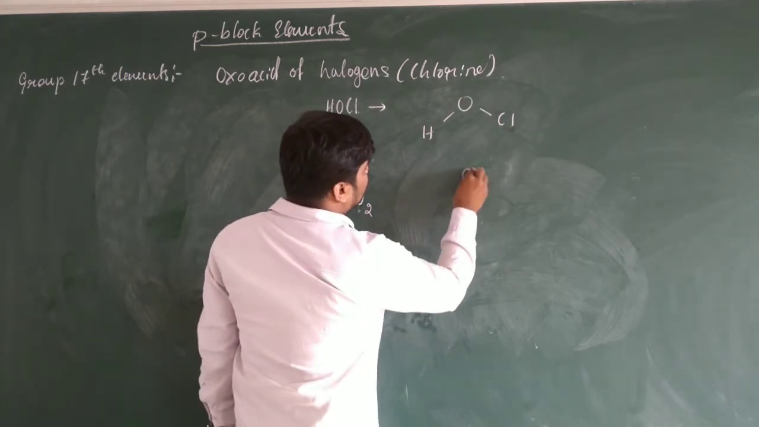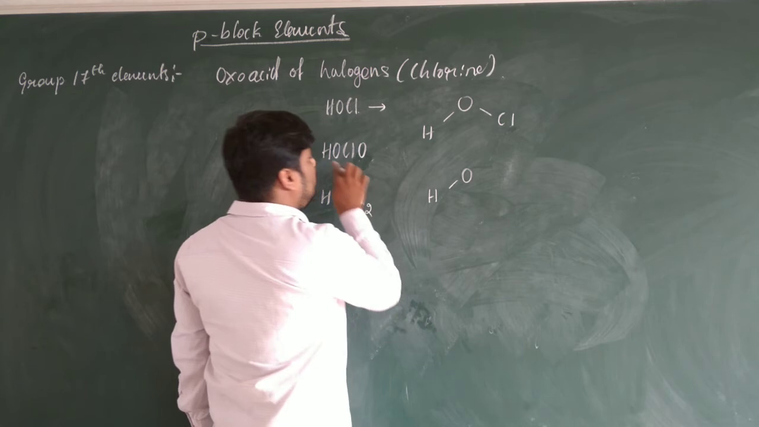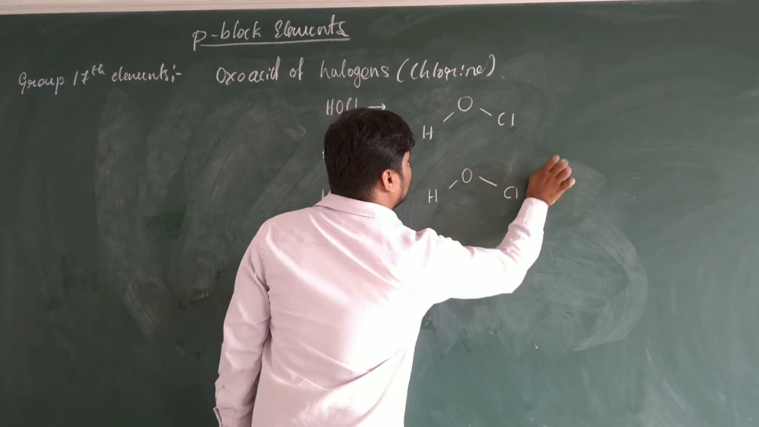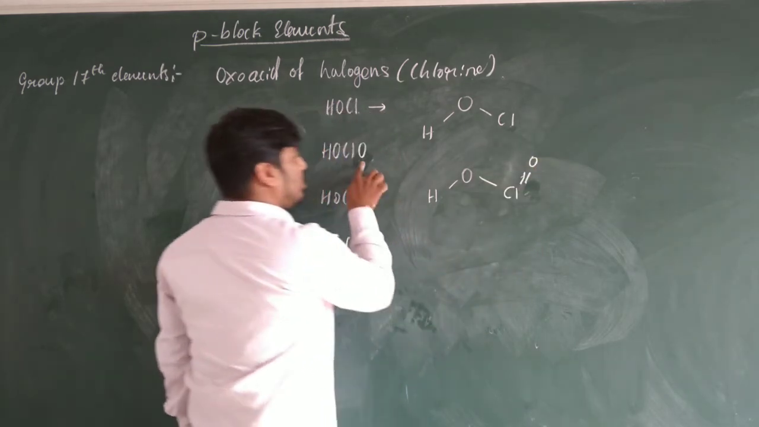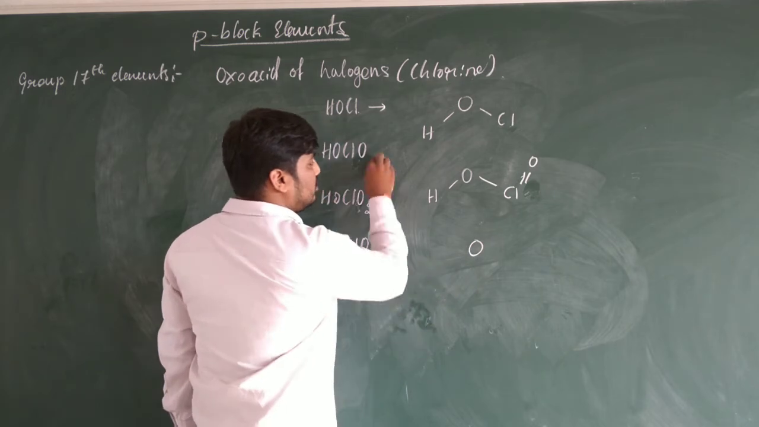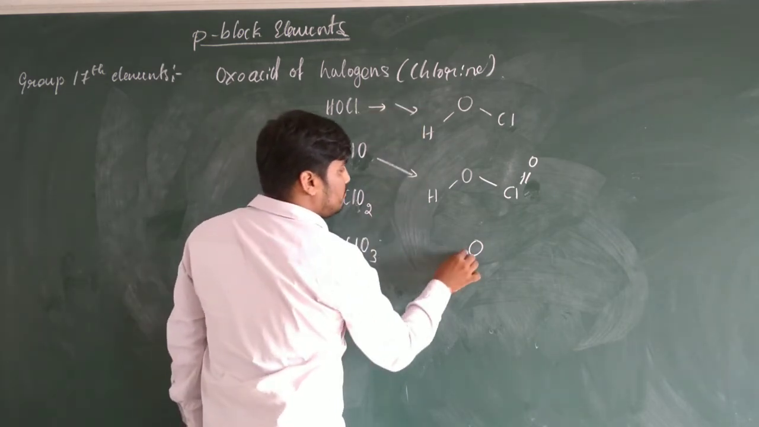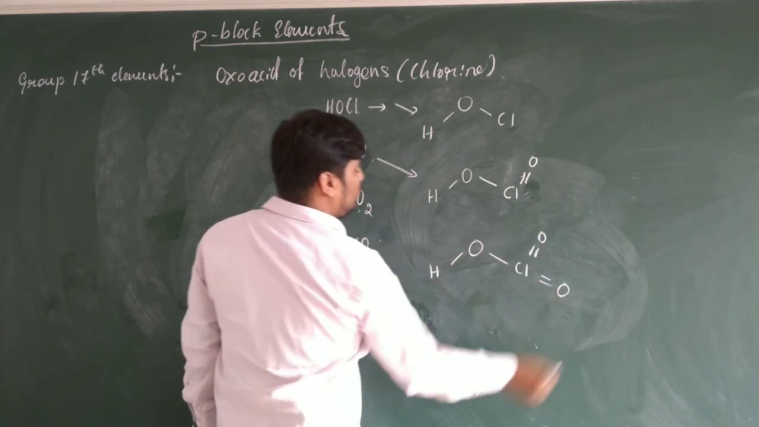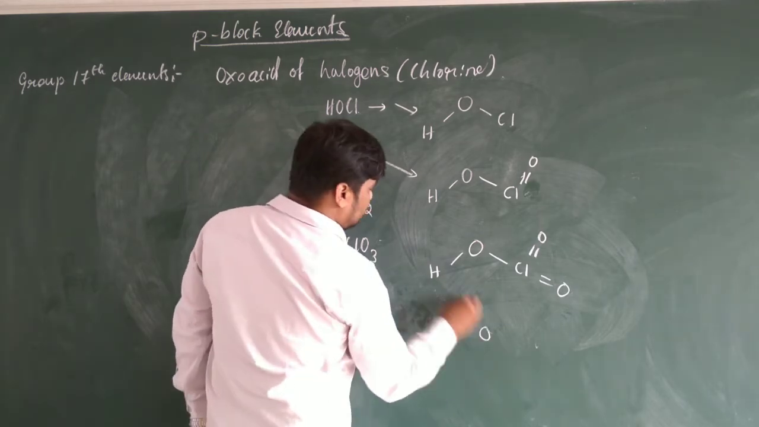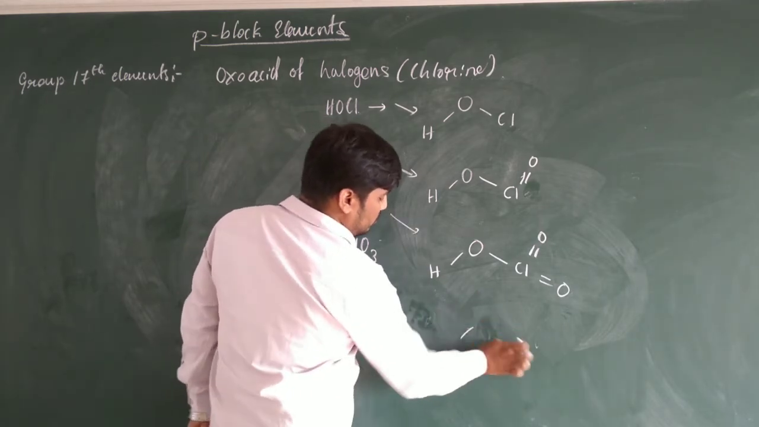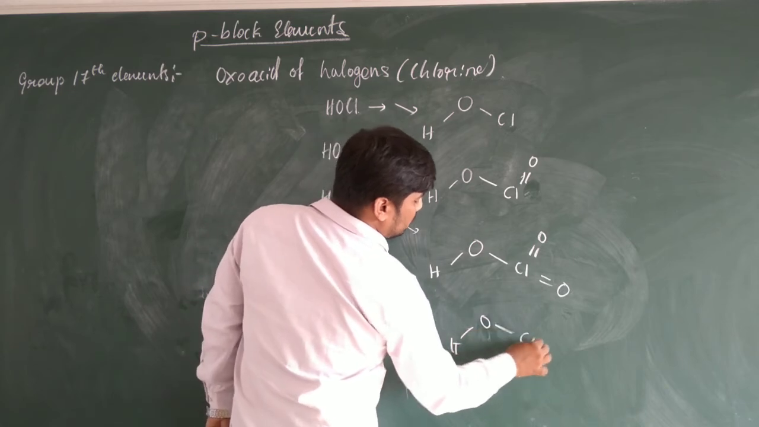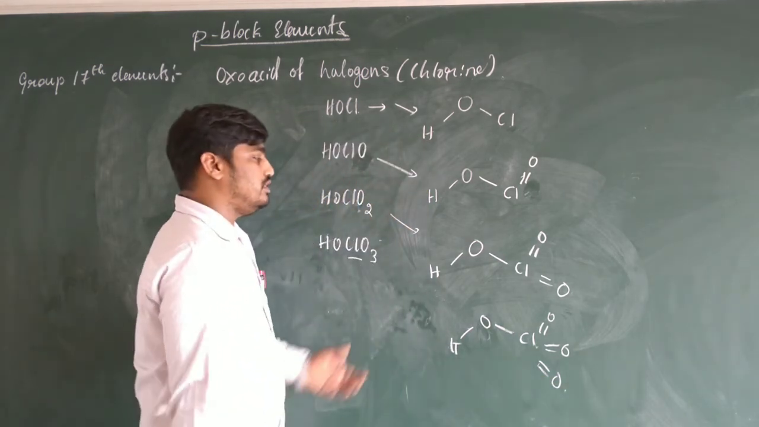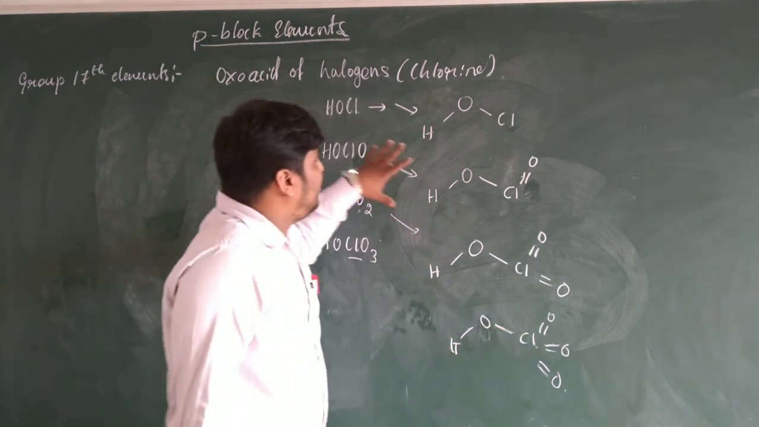Next, same H, O, Cl contains a double bond O, so one oxygen increases. Next, HOCl with two oxygens, and another one with three oxygens. So this is the way of representing the different types of oxoacids.